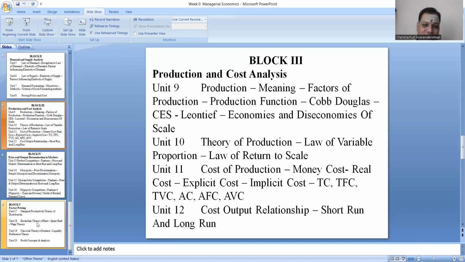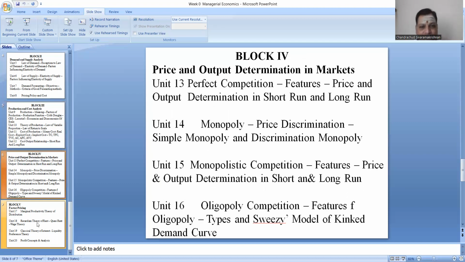In Unit 12, the main purpose is to connect the cost factor and the output factor. For that, we should know the relationship between cost and output. This cost and output relationship, not only in the short run but also in the long run, will be covered in Unit 12. Let's move to Block 4. Here also there are 4 different units. It covers 4 different markets.